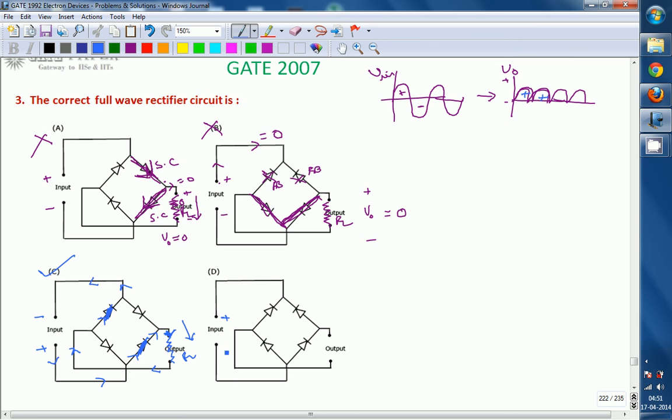So this is plus minus. If you apply plus minus, so the plus you are applying to these two, this will be under reverse bias. Both the diodes are under reverse bias, and these two diodes are also under reverse bias. All four diodes are under reverse bias, so the output V0 is equal to 0. So D is also a wrong option. So the right option, the correct full wave rectifier circuit, is C. Thank you.